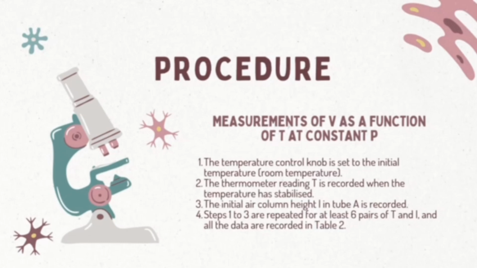Measurement of V as a function of T at constant P. First, the temperature control knob is set to the initial temperature, room temperature. Second, the thermometer reading T is recorded when the temperature has stabilized. Third, the initial air column height L in tube A is recorded. Fourth, steps 1 to 3 are repeated for at least 6 pairs of T and L, and all the data are recorded in table 2.